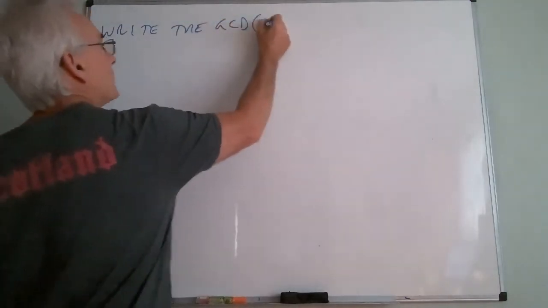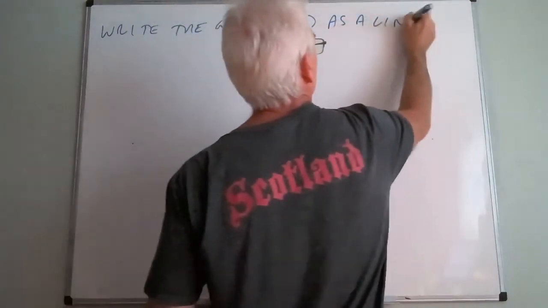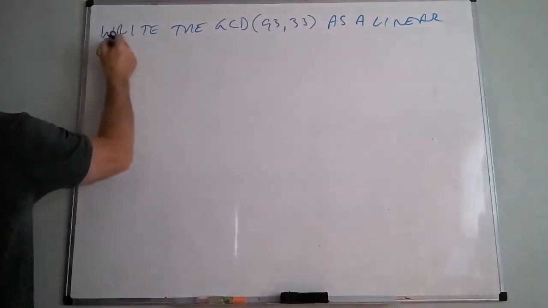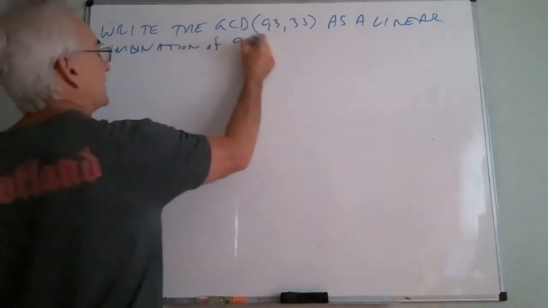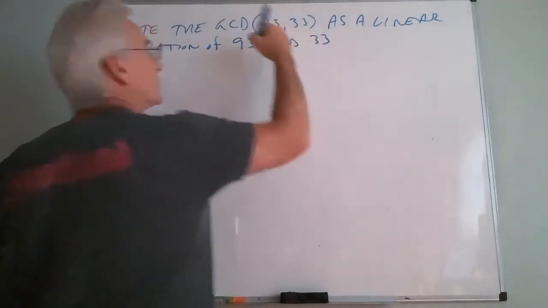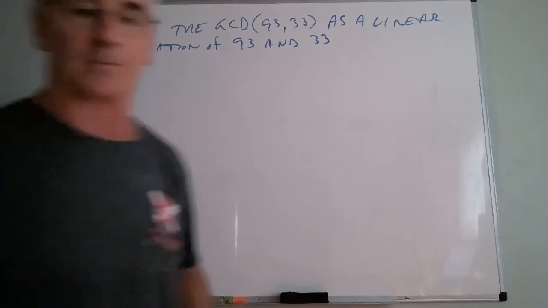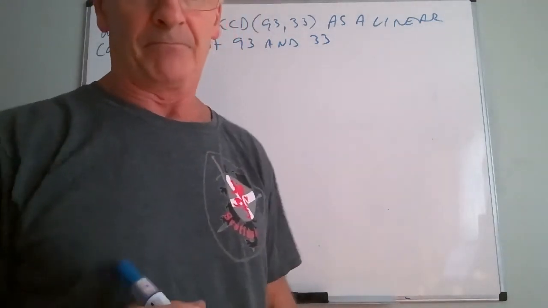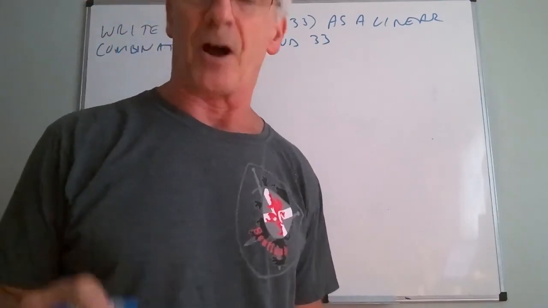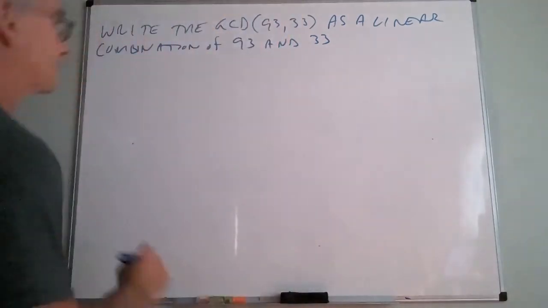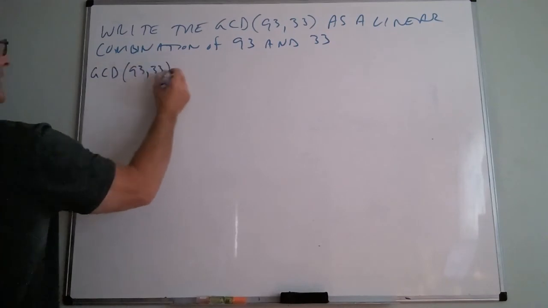Write the GCD of the numbers 93 and 33 as a linear combination of 93 and 33. So my answer is whatever the GCD is, it equals some integer times 93 plus another integer times 33. That's it. That's the process. So first, we have to actually find the GCD. That's step number one. So the GCD of 93 and 33.